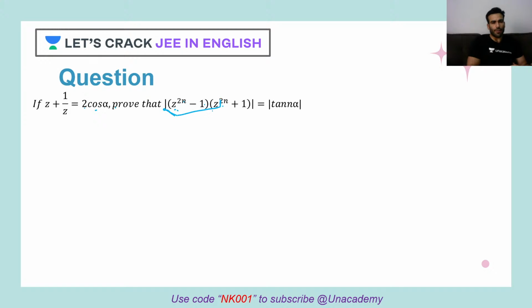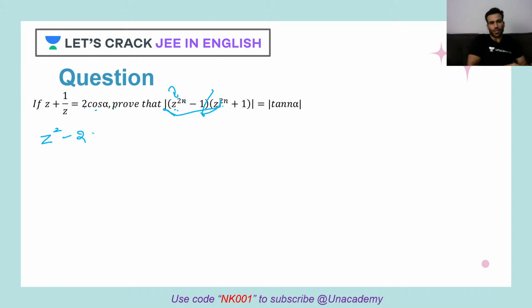So what I feel is, while solving this question, we should first find the value of z, because once we know the value of z, it will be easier for us to put it here and solve it. Okay.